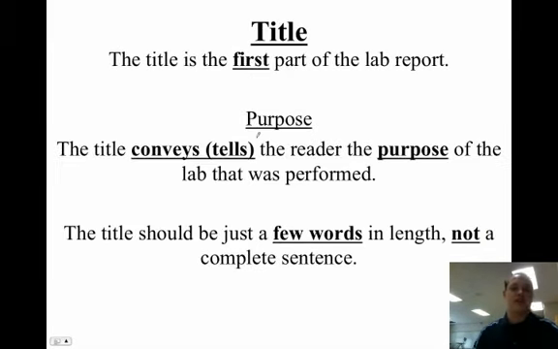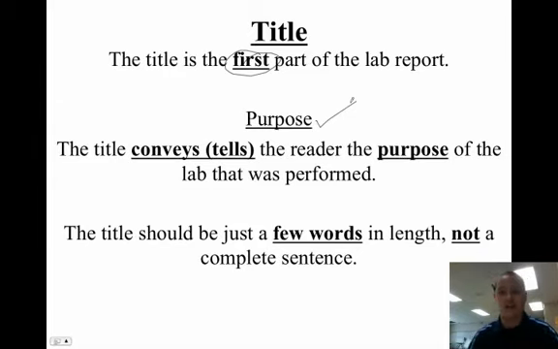The title is the very first thing in your lab report. It's the very first page of what somebody may see when they're going through your experiment that you perform. So it's the very first part of any lab that you have completed. The purpose of the title is to tell a story. It's to tell the person who's reading your report what it is that you did. What was the actual purpose?